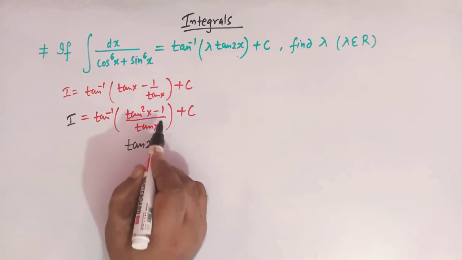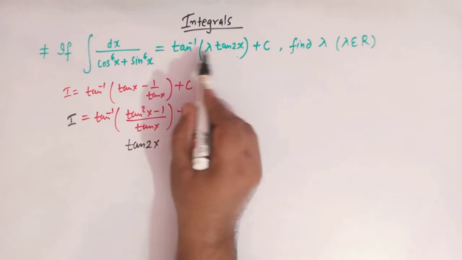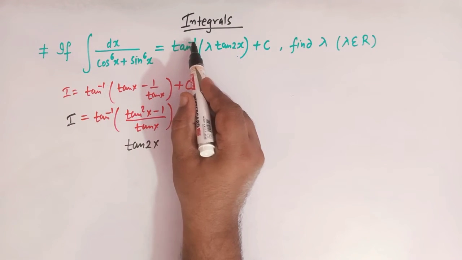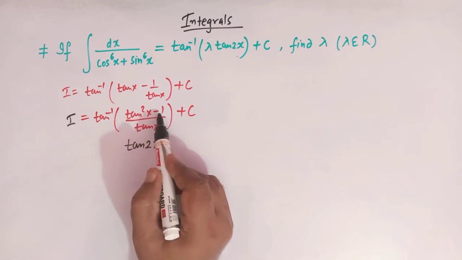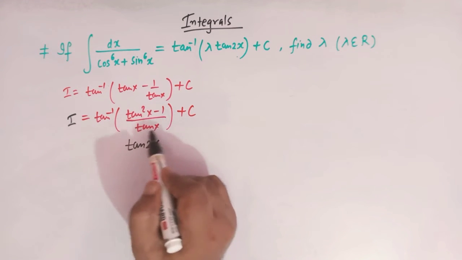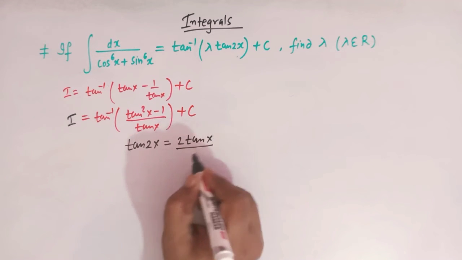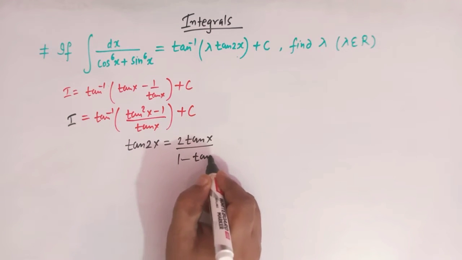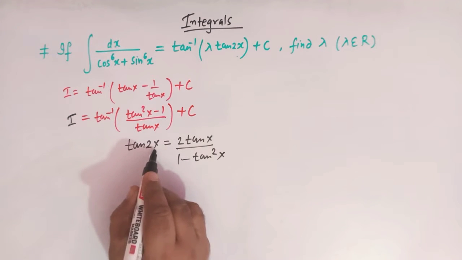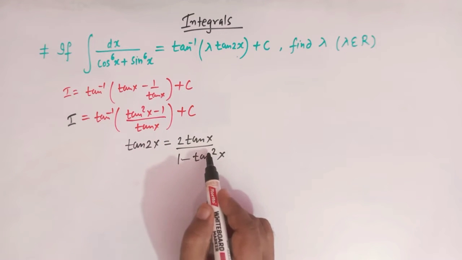So why are we simplifying this expression further? Because we have to reach this step, right? See, here we have tan inverse, here also we have tan inverse, but here we have tan square x minus 1 over tan x. So we have to simplify this term, right? So tan 2x is equal to 2 tan x divided by 1 minus tan square x, right? So why are we using an expression for tan 2x? Because, see, this expression is similar to this one, right?